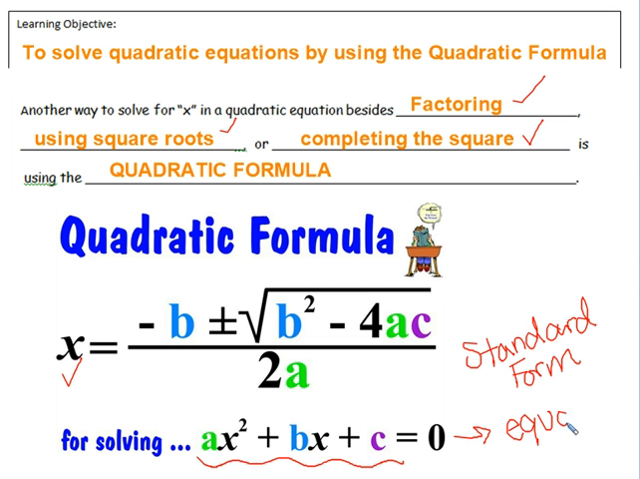Okay, so your goal is to move everything, numbers, variables, absolutely everything, to one side of the equation. That way you can have 0 on the other side. Okay, so it has to equal 0, and it has to be in standard form.